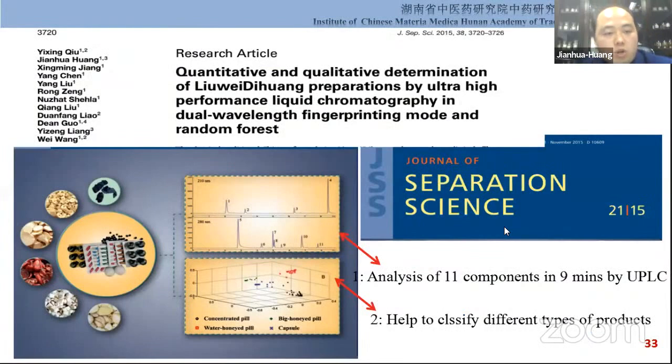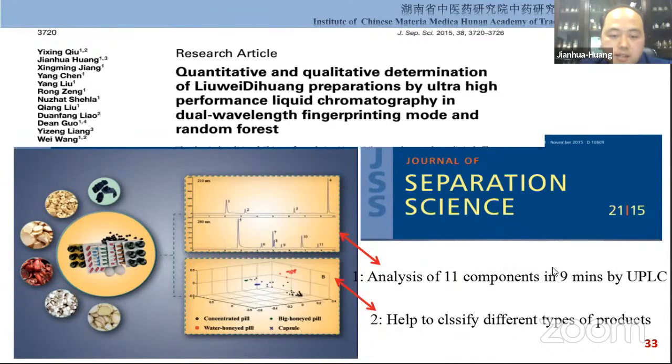Okay, here I also want to show you some research my group has done. The first one uses HPLC, normally UPLC. The speed is much faster than common HPLC, and we have analyzed 11 compounds here in 9 minutes. You can see this is the HPLC chromatography, and we analyzed 11 compounds in 9 minutes.